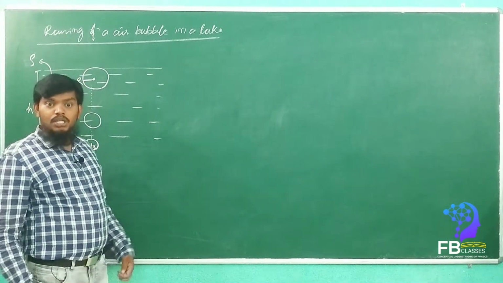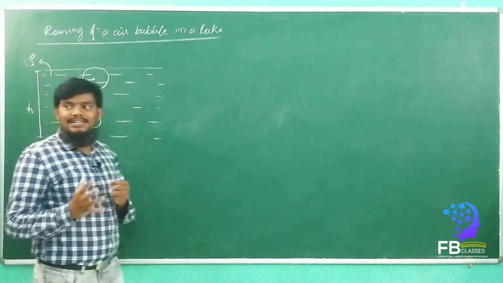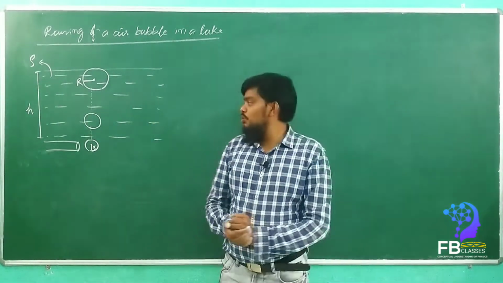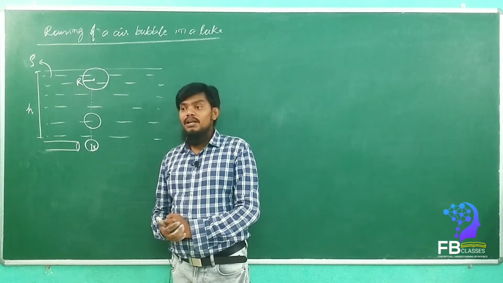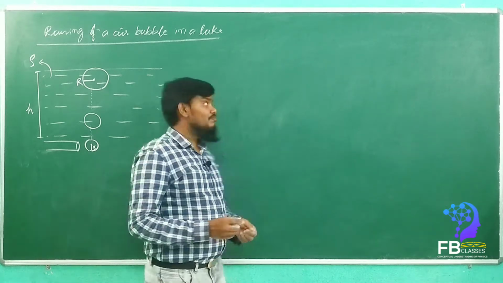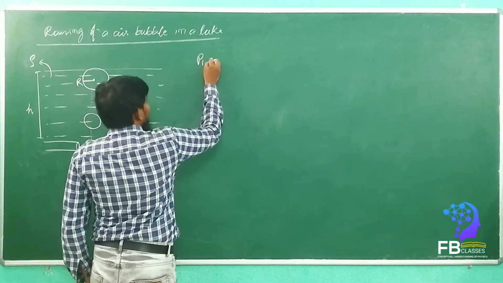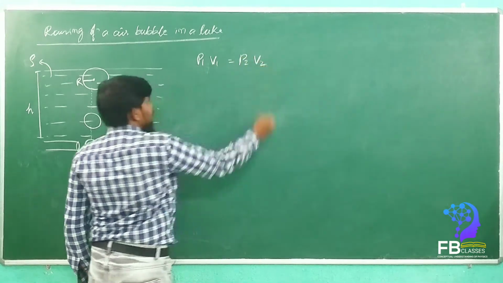Are you getting my point? So now here the conceptual understanding: what will be that remains constant here? To understand this phenomenon, we know very well P1 V1 is equal to P2 V2, yes or no? So P1 V1 is equal to P2 V2.